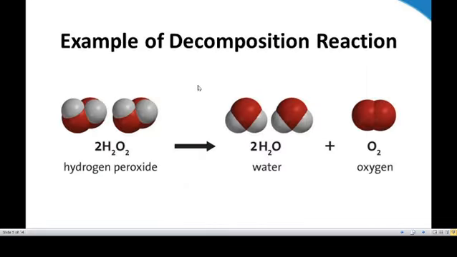This is another example of a decomposition reaction: H2O2, hydrogen peroxide. Two molecules, 2H2O2, hydrogen peroxide, after decomposition is converted into 2H2O, water, plus O2. This is another example of a decomposition reaction.